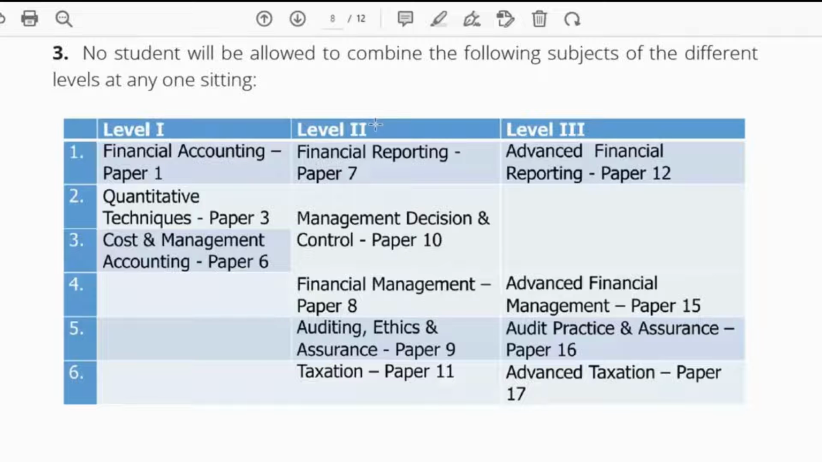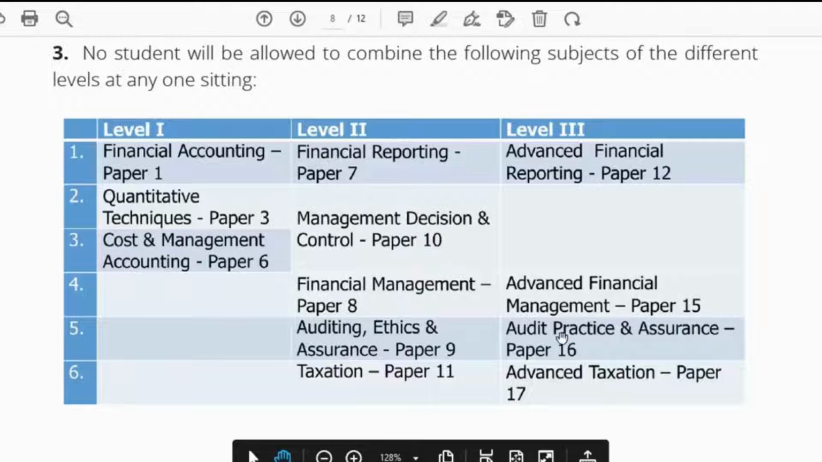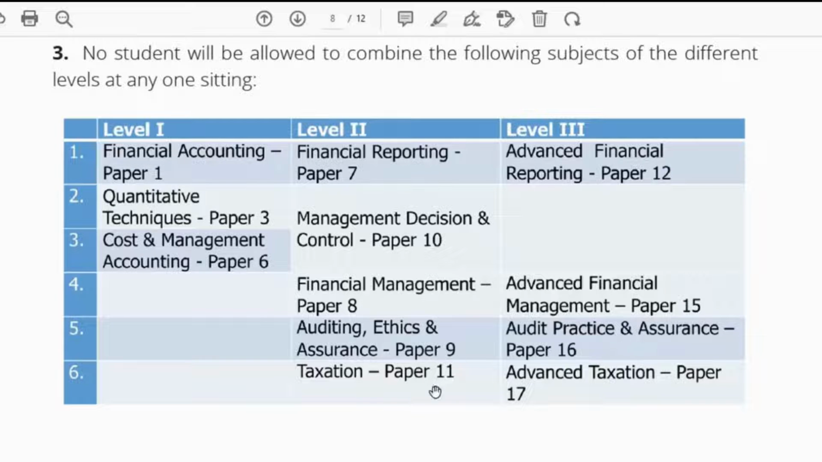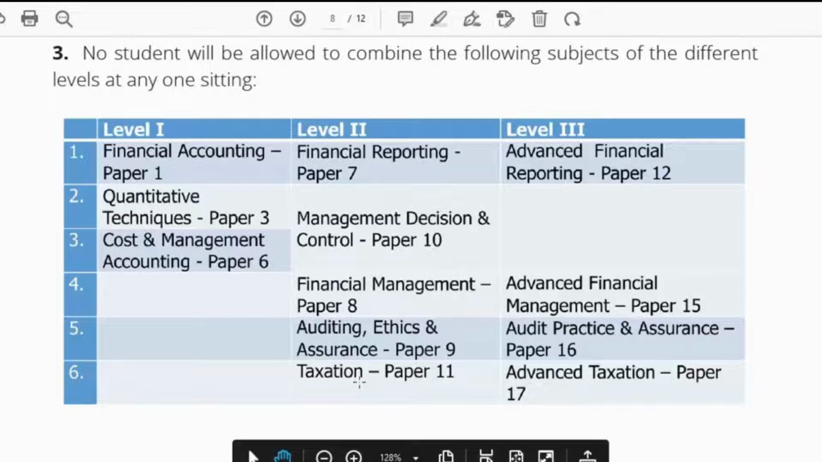Then, when it comes to level 2, you may not be able to do financial management, paper 8, together with advanced financial management, paper 15 at level 3. Again, auditing, ethics, and assurance, paper 9 at level 2, can be done together with audit practice and assurance, paper 16 at level 3. Then you find papers like taxation, paper 11 at level 2, cannot be done at the same time with advanced taxation, paper 17 at level 3.